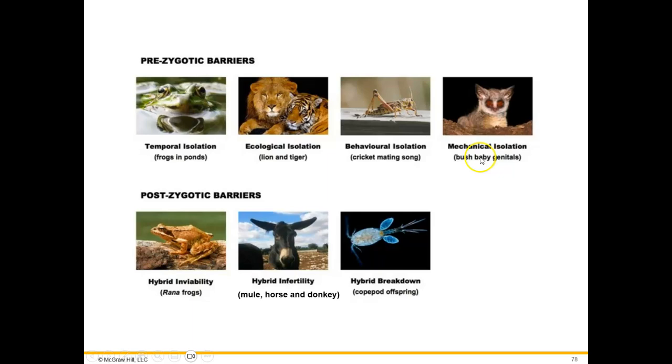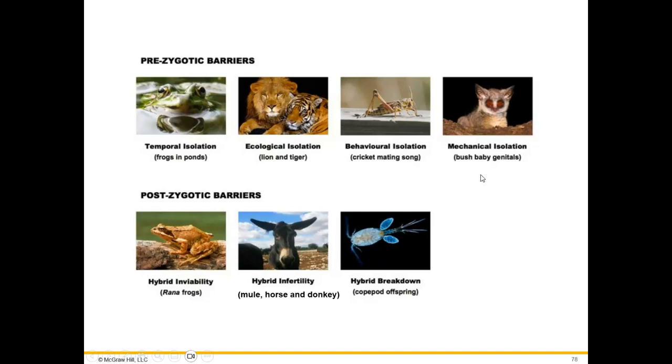Our example of mechanical isolation is bush babies, which have genitals that are positioned in such a way where the male cannot often reach the female in order to reproduce. So they have a physical barrier. They physically cannot reach each other with their genitalia and therefore are not able to reproduce.